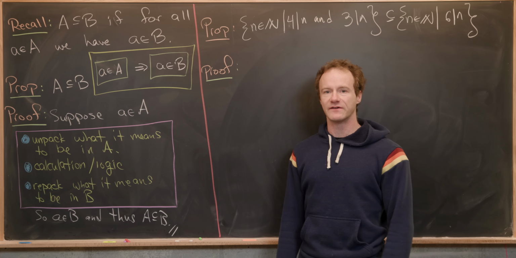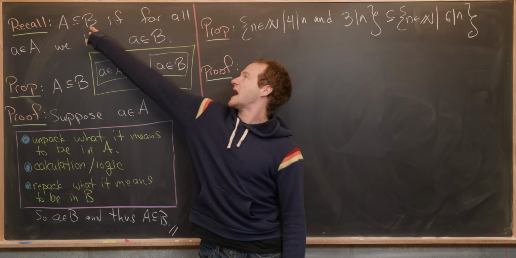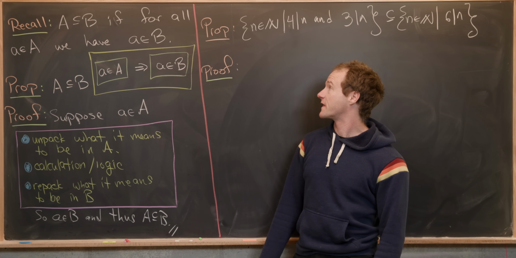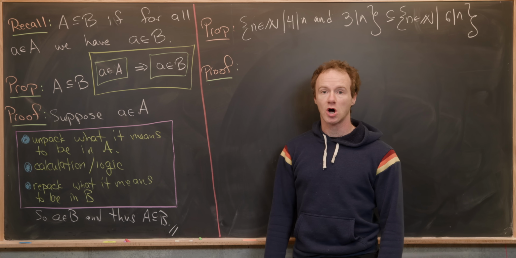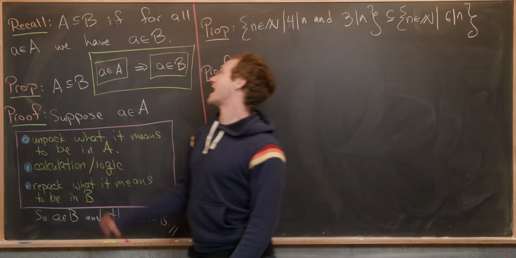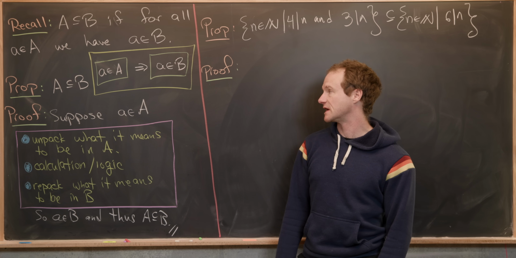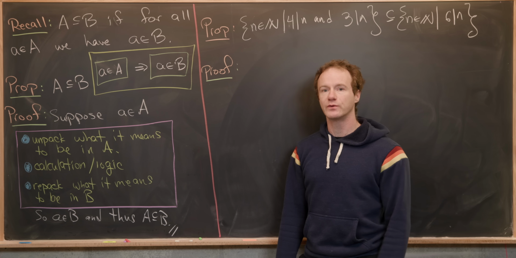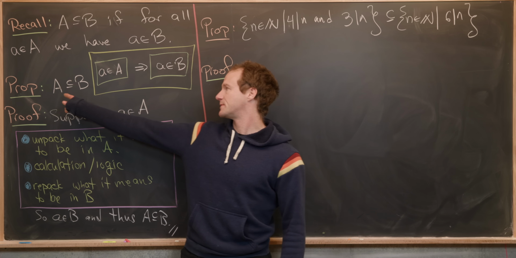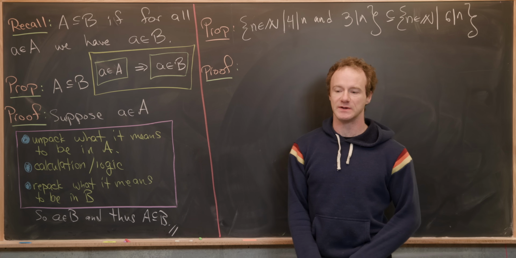So let's recall the definition for that. We say A is a subset of B, and we write it like that, if for all a in A, we have a is in B. So that's the definition of being a subset. So let's see how you would prove that. So let's say we've got this proposition, which is A is a subset of B.